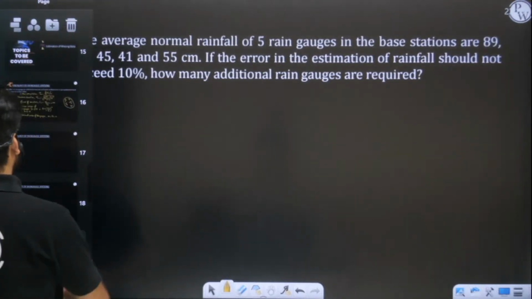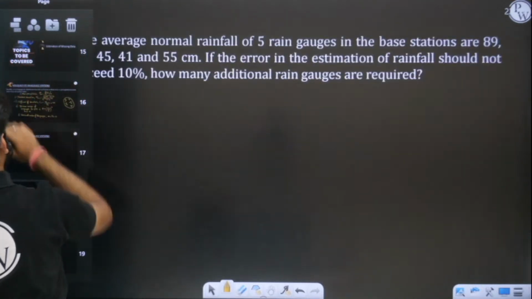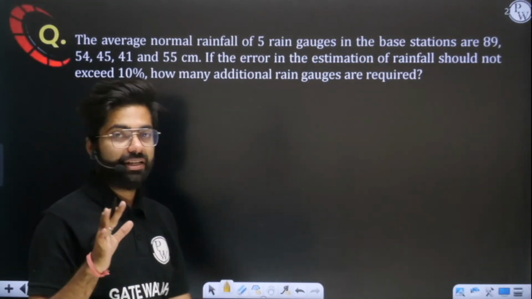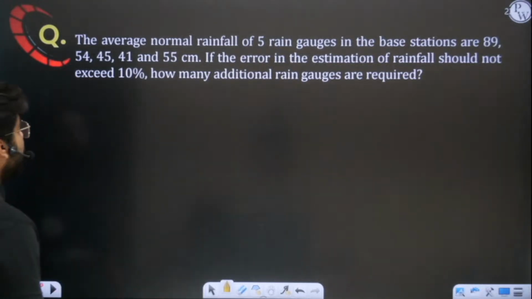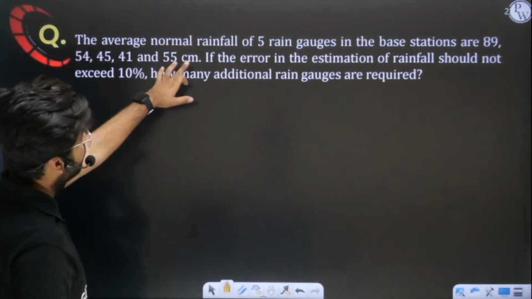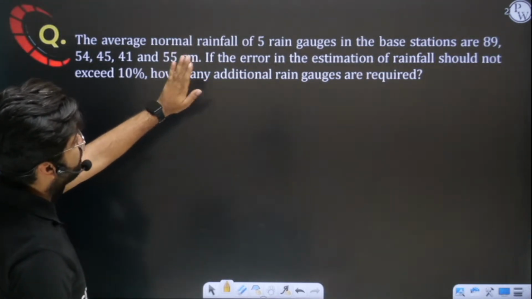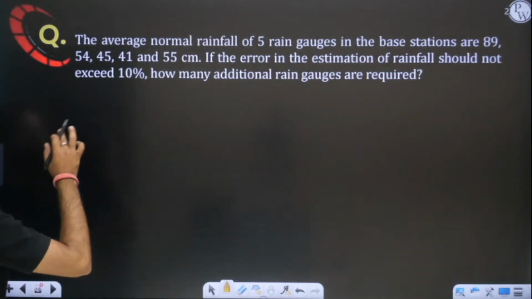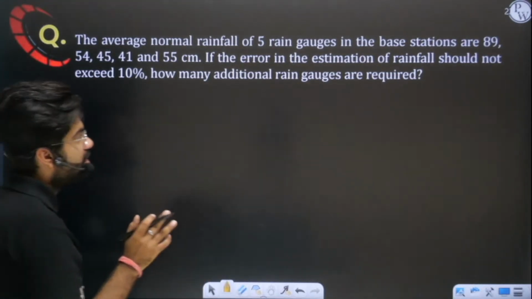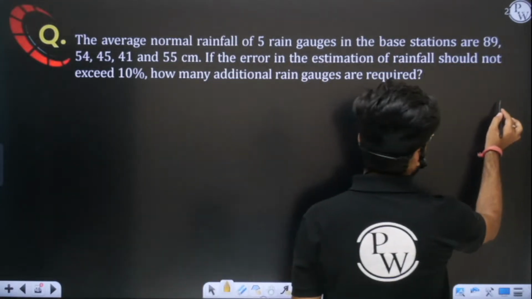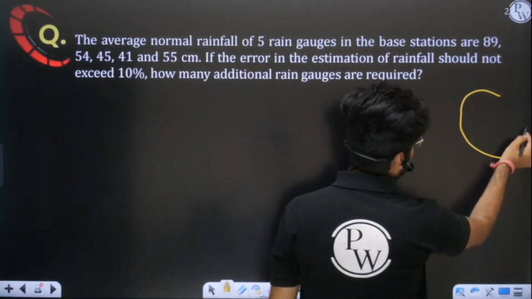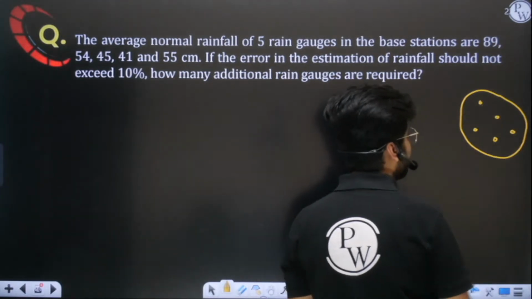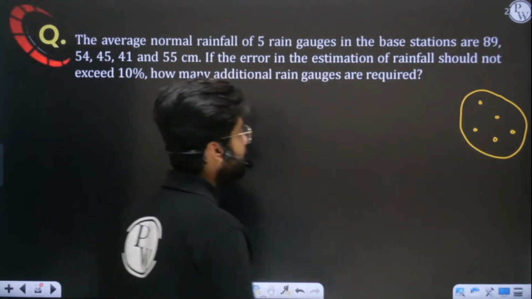Wait a second, we have a question here. Yes, this is the question. Read it very carefully. This question is saying the average normal rainfall of 5 rain gauges in the base stations are 89, 54, 45, 41 and 55 centimeters. It simply means that in our catchment area we already have 5 rain gauges placed arbitrarily.